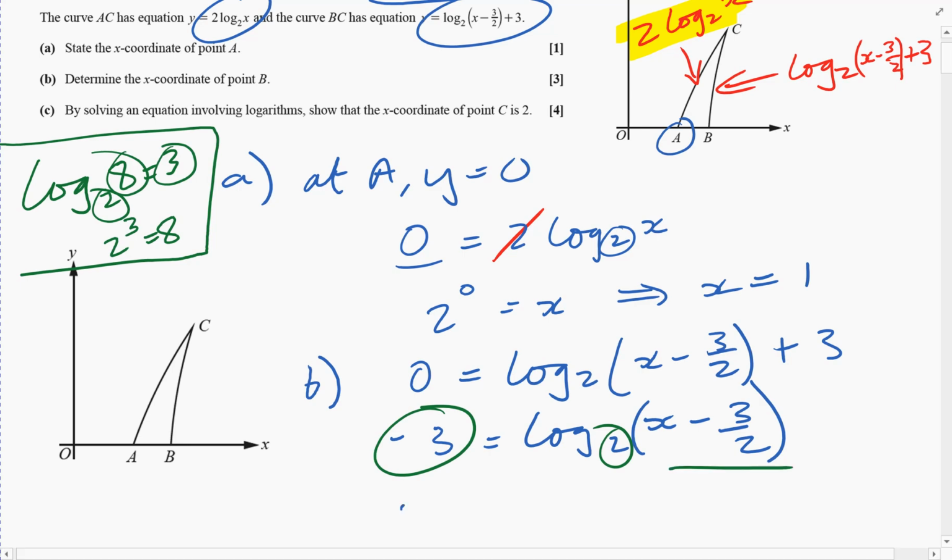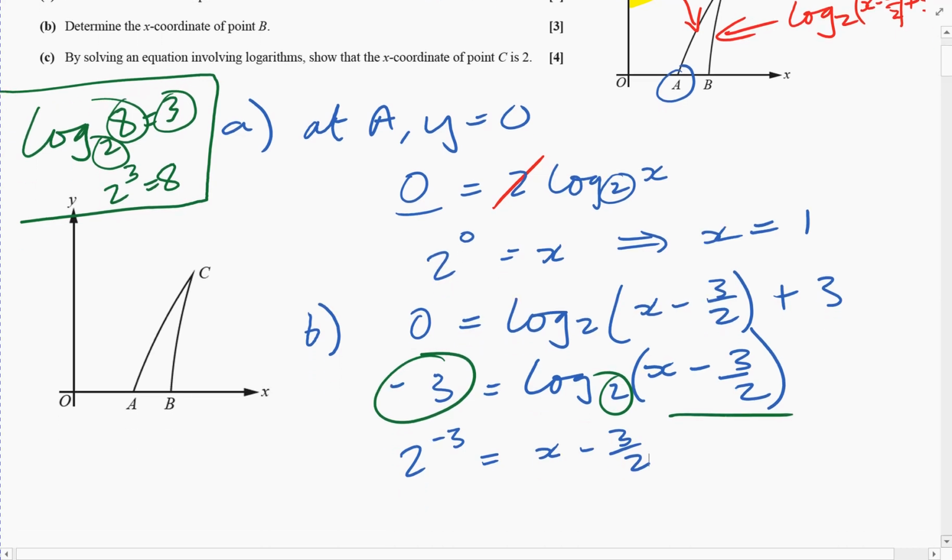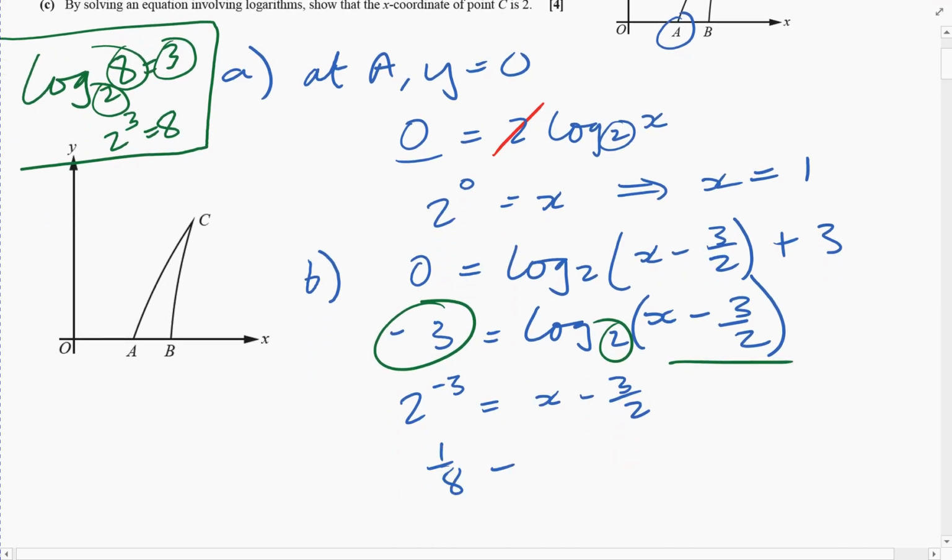So let's write that down. 2 to the power of minus 3 equals x minus 3 over 2. And 2 to the power of minus 3 is 1/8. And if you do 1/8 plus 3 over 2, you'll get x is 13 over 8.